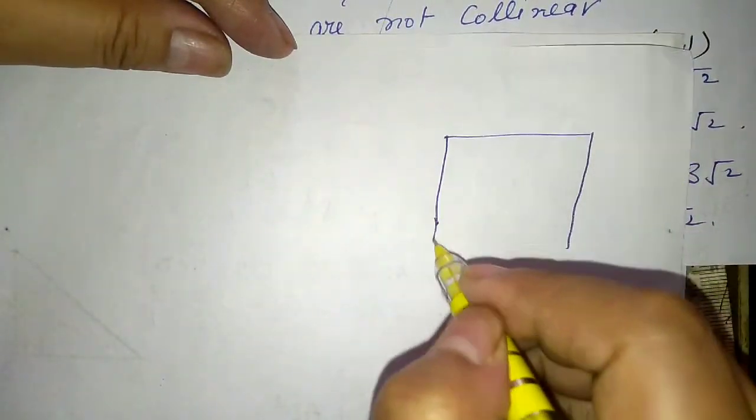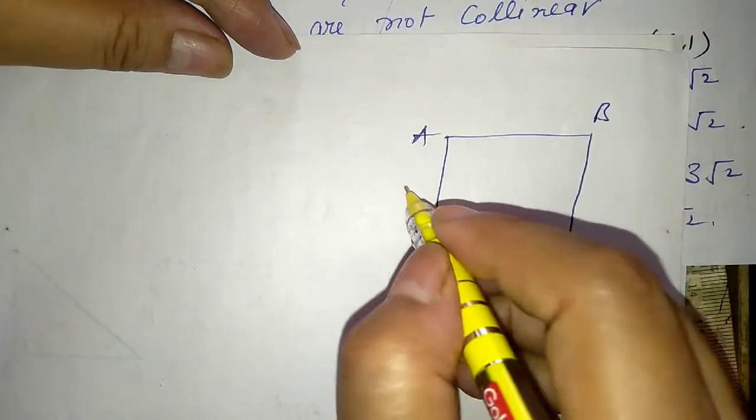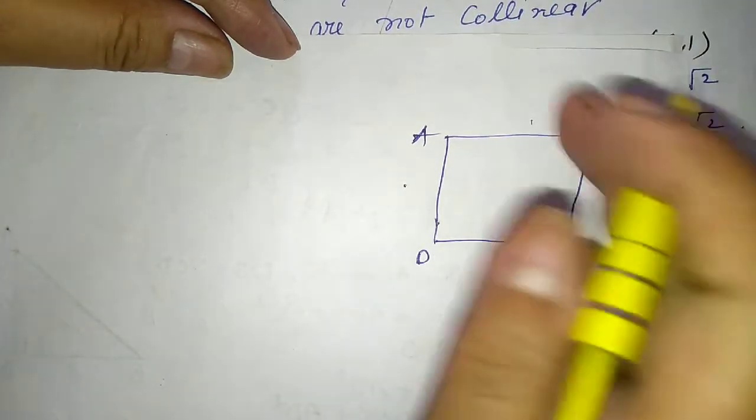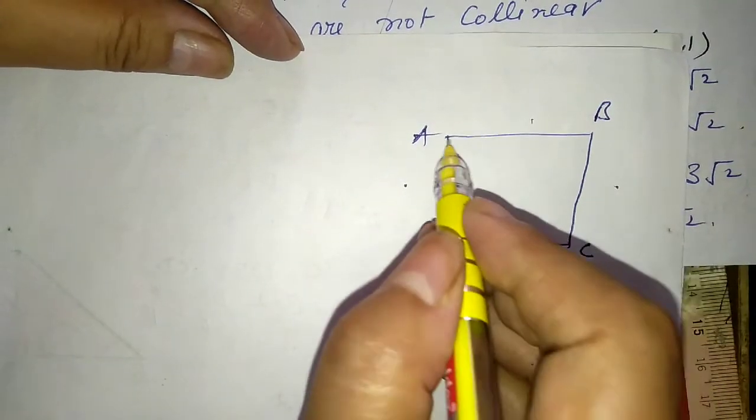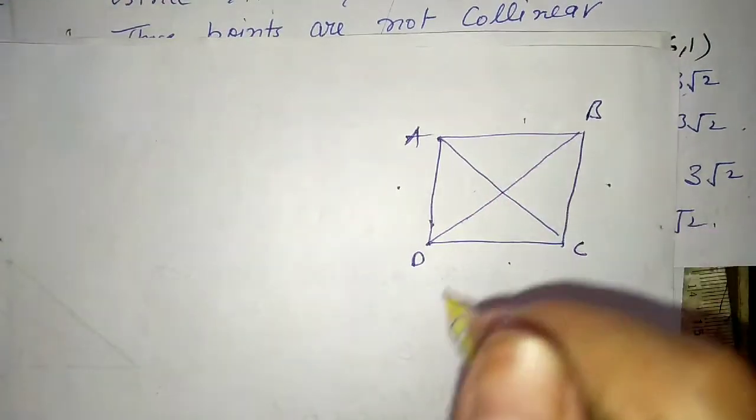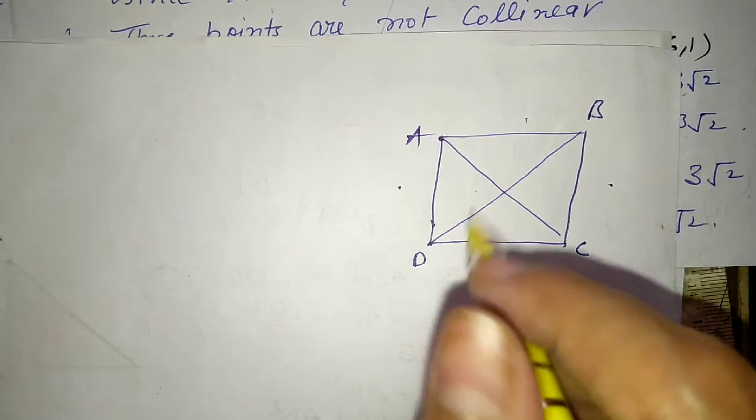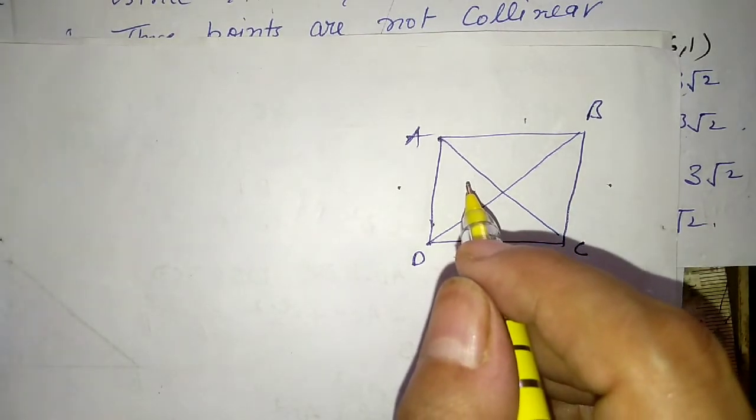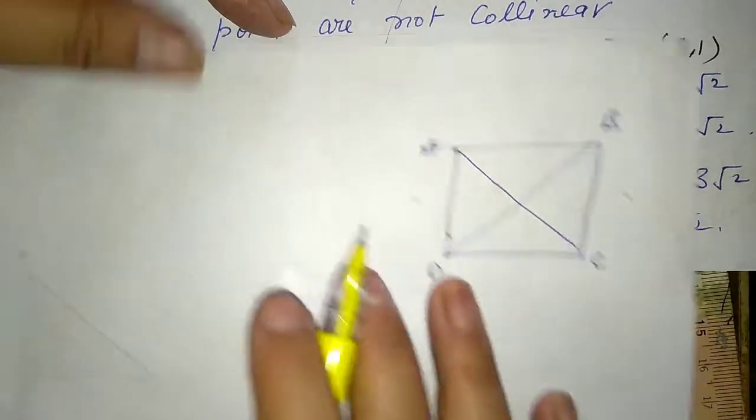These are the sides A, B, C, D: this side, this side, this side and this side. All the sides are equal. To prove that ABCD is a square, we also have to find the distance of the diagonals. If all the sides are equal and the 2 diagonals are equal to each other, then ABCD is a square. So now we will find AC also.